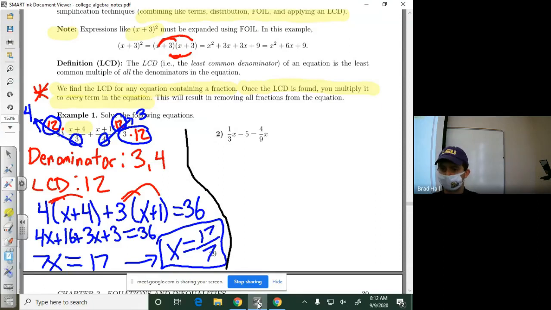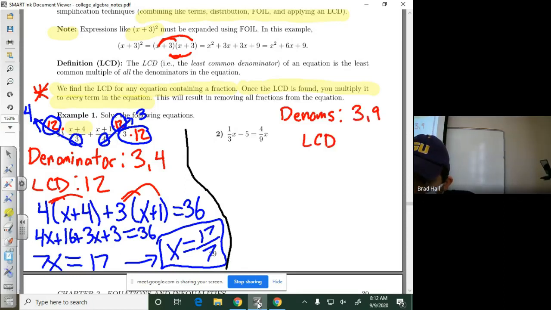The first thing I think of is, well, I see 2 denominators, 3 and 9. So that's all the numbers or expressions in a denominator. The least common denominator is the smallest number that both 3 and 9 go into. And it seems to be 9. 3 goes into 9, because 9 divided by 3 is 3. And 9 goes into 9, because 9 divided by 9 is 1.